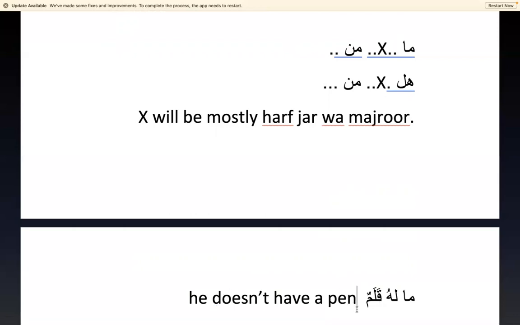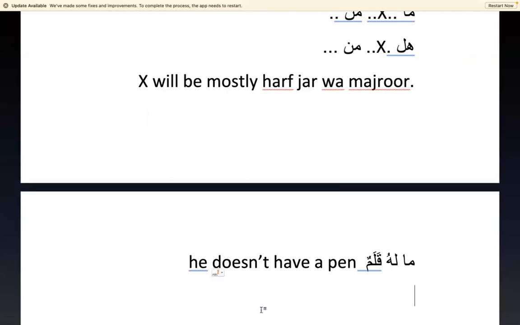You know what? Lahu, laka, li. Lahu means he has. Laka means you have. Li means I have. For example, if you have to say I have a car, you'll say li sayaratun. If you say he has a car, you say lahu sayaratun. Right? Now, this is normal negation. If you say like this, he does not have a single pen.